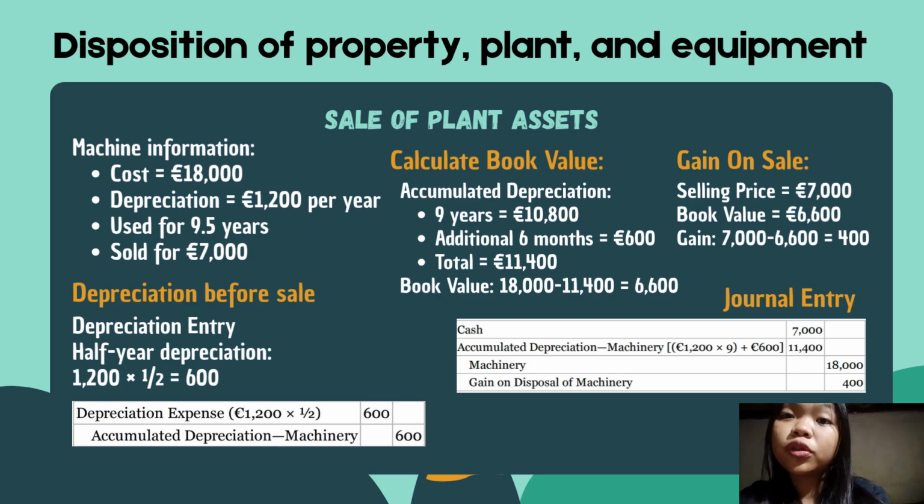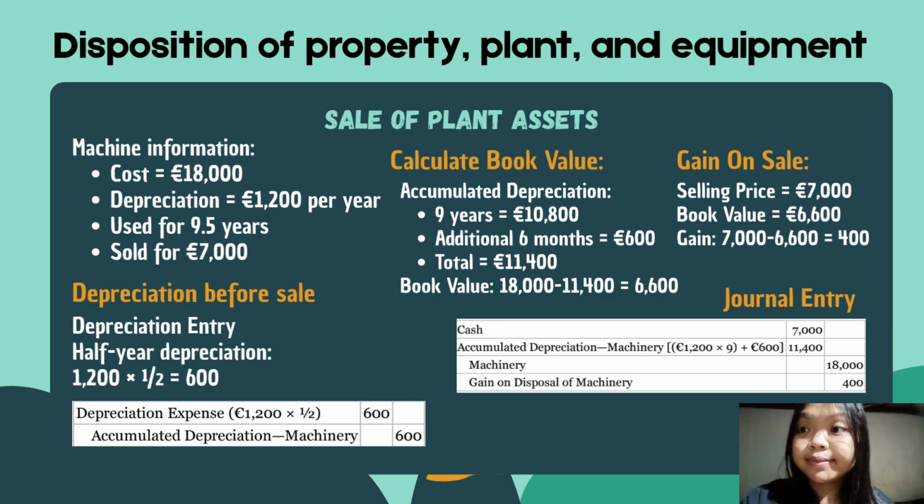The machine is sold for 7,000, and the book value is 6,600. To determine gain or loss, we calculate the selling price minus book value. The company records a gain of 400 because the selling price is higher than the book value. For the journal entries, you can see the second image on the slide.